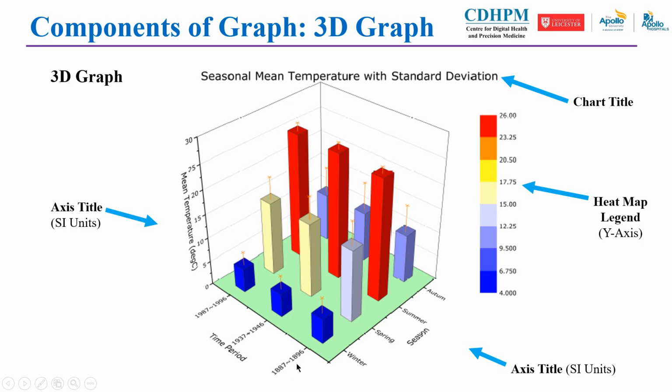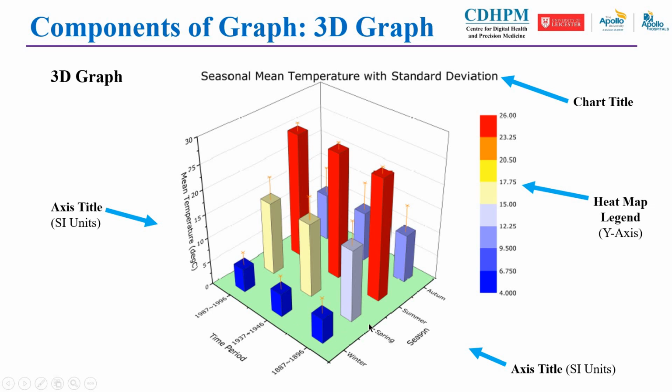Let's look at this. In 1887 to 1896, during that time, in winter, that is another categorical value, during these years, let's say one decade, in all the winters you had a very low temperature, recording up to 5 degrees Celsius or so, with a standard deviation of plus or minus 5 degrees. So it is in a blue color.